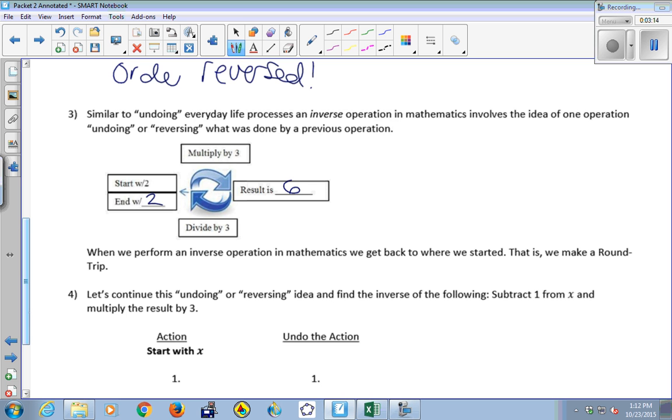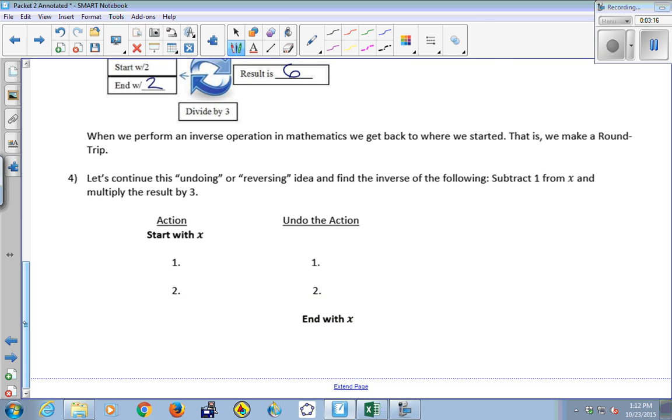So let's think about undoing or reversing to find the inverse of the following. So you want to start by subtracting 1 from x, multiply the result by 3. So to subtract 1 from x, you start with an x and you write minus 1. And then multiply the result by 3. So I have 3 times x minus 1.